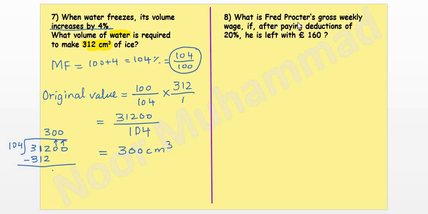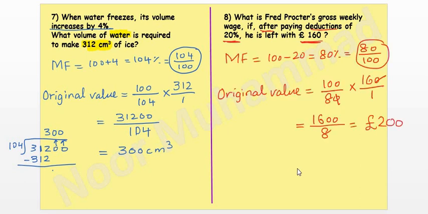What is Fred Proctor's gross weekly wage if after paying deduction of 20% he is left with 160 pounds? So after deduction means this is the final value. Deduction has been done 20%, and deduction means it's a case of decrease. They want us to find the original value, right? Because this word after means they have done the deduction and this is the final value. They want you to find the original value. So the way we did question number 7, solve question number 8 as well. So we got here 200 pounds.